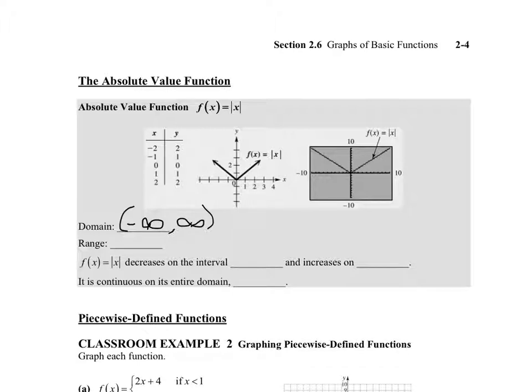But I do have a restriction on my range. If I look at this graph, when I take the absolute value of a number, I can't get a negative. This will never go below 0. So my range goes from 0 to positive infinity. Now, again, I have a section that decreases and a section that increases, just as we saw with the quadratic. On this one, it decreases from negative infinity to 0, and it increases from 0 to positive infinity, and it is continuous on the entire domain.